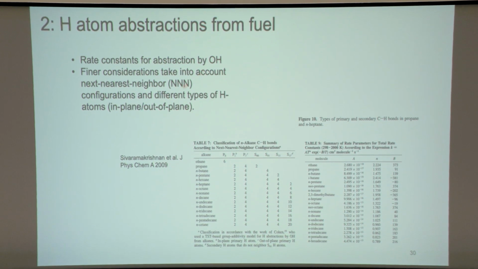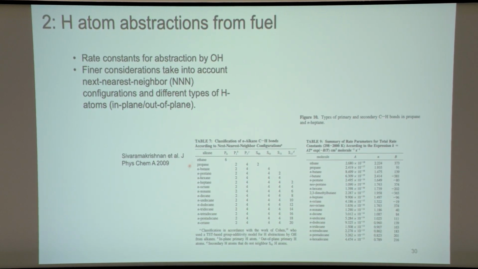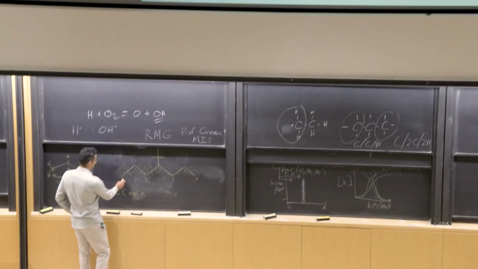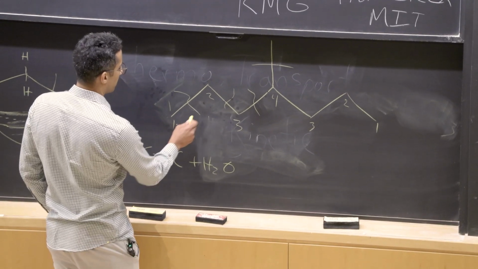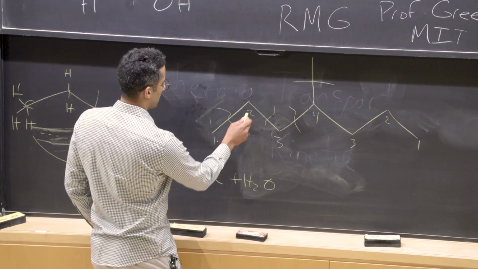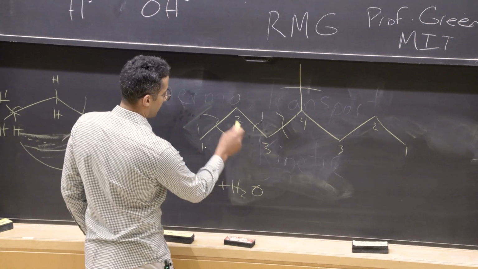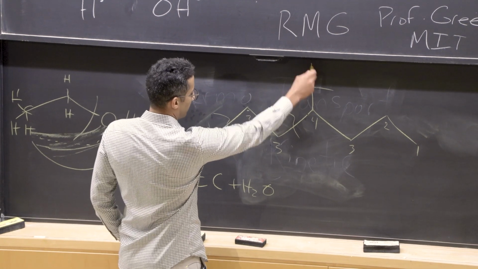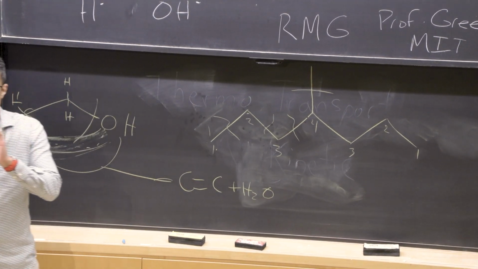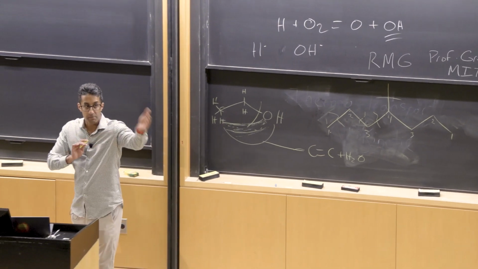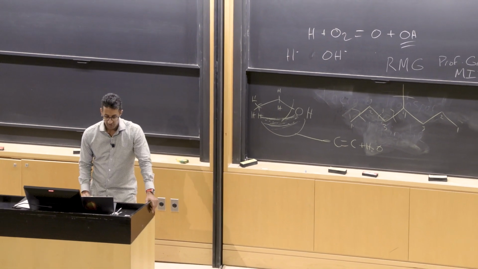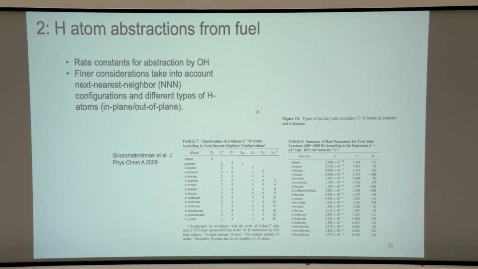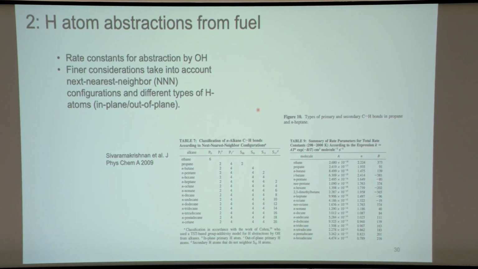So for OH abstraction from the fuel, they say that it depends on the neighboring environment. They say that this is a primary carbon, and this carbon is bonded to another carbon and 2 hydrogens. This carbon is bonded to a primary carbon and a secondary carbon. This carbon is bonded to a tertiary carbon. So they consider not only the nature of the carbon site, but also what it is bonded to, the neighboring environment. They call this the next nearest neighbor. Depending on the neighboring environment, they assign a rate constant.